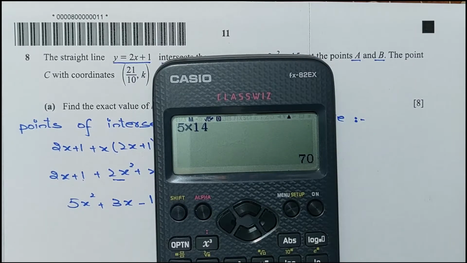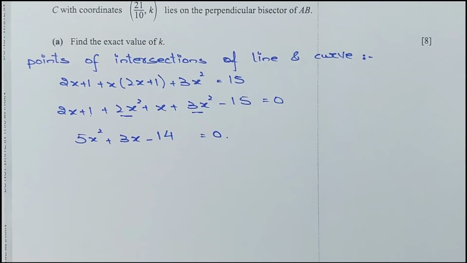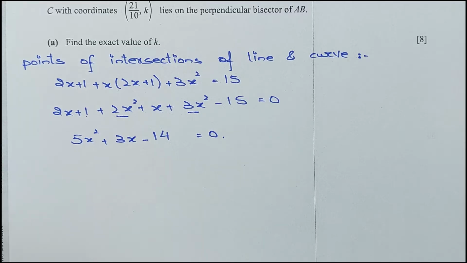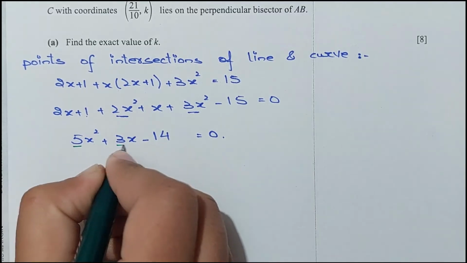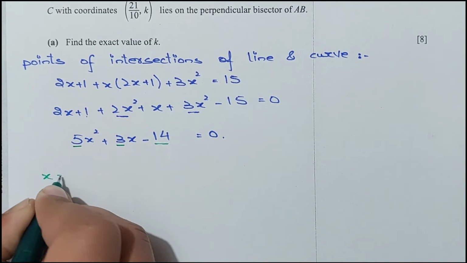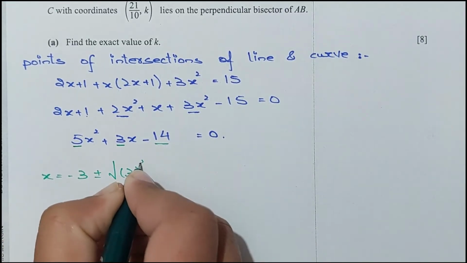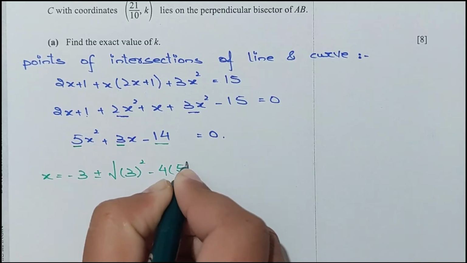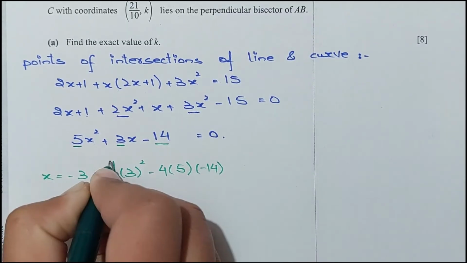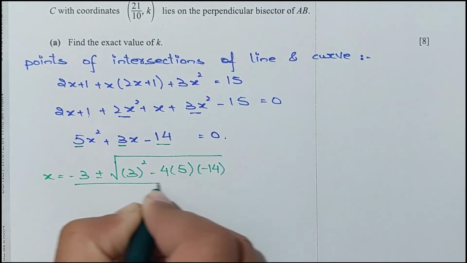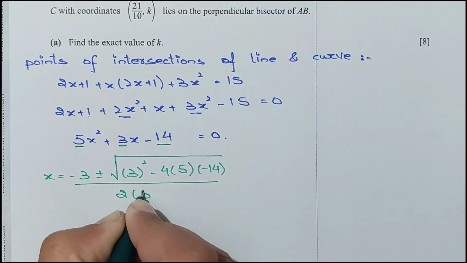Factors of 70 to make 3. Let's apply the quadratic formula over here. It's better. A, B, and this C. x is equal to negative B plus or minus the square root of B squared minus 4 times the A value times the C value, divided by 2 times the A value.